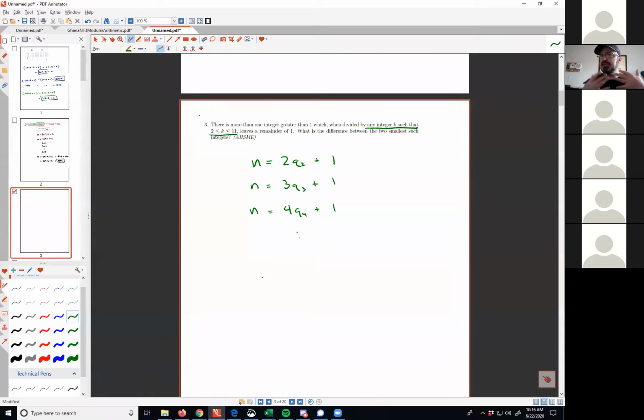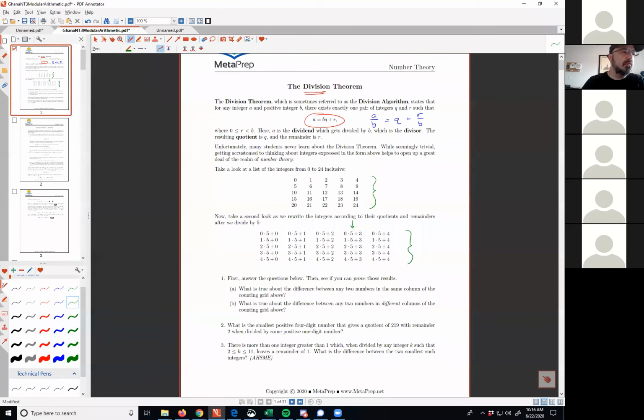So what did we learn that makes this a little bit easier? What did we learn earlier? So look back up here. Think about problem 1. There is a common difference between all the numbers in the same row or numbers that are crossing rows.